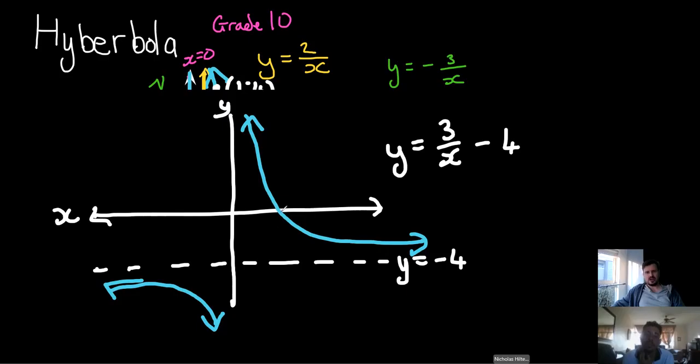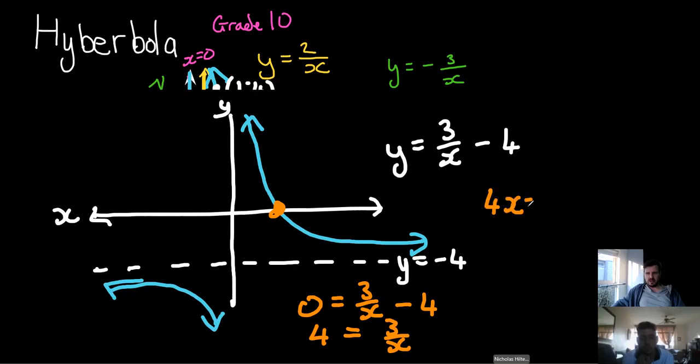Shift it down, and of course, now we need a point. We actually need to figure out this point here, because now we do have an intercept. So we just make y equals 0, right? So we go 0 equals 3 over x minus 4. So 4 equals 3 over x. Take the x to the other side. So we say 4x equals 3, x equals 3 over 4. And so now I know this point here is 3 over 4, or 0.75, and 0.